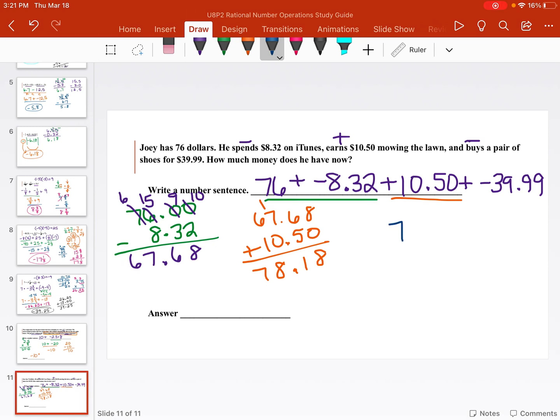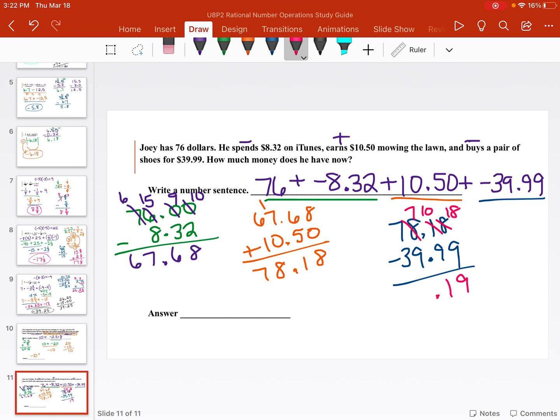Now I've got 78.18 minus 39.99. Again, we got to do some borrowing, so I'm going to borrow from the 1. Make this 18, there's 9. Borrow again, make that 10, there's 1. Bring down my decimal, borrow again. 17 minus 9 is 8, and 6 minus 3 is 3. So I end up with $38.19. That's how much money Joey has left over in the end.